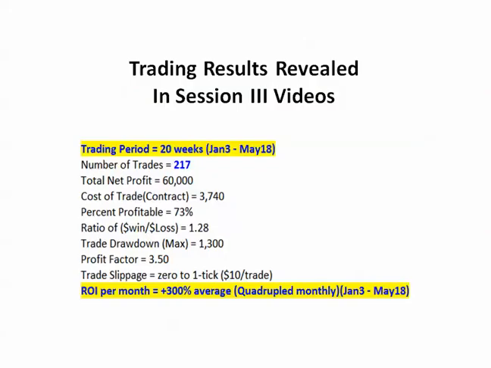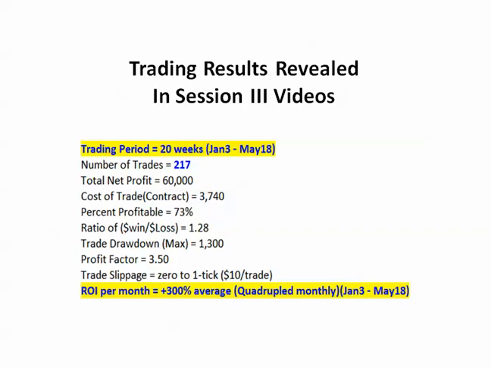Okay, let's take a quick look at some of the results that he'll be revealing and sharing with you here in session 3. The trading period that he's looking at is 20 weeks, basically from January 3rd to May the 18th. During that time there were 217 trades. Now, he refers to them as day trades. They are not necessarily in and out on the same day. His definition of a day trade can be over a few days.